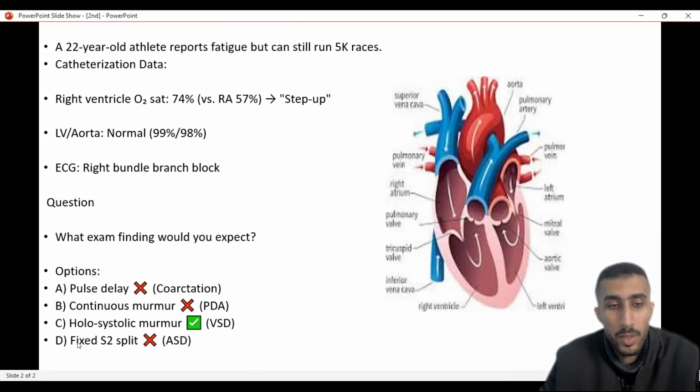Our final option, which is also wrong, fixed S2 split, aka murmur of ASD. This causes a build up or step up of oxygen saturation between the superior and inferior vena cava and the right atrium.